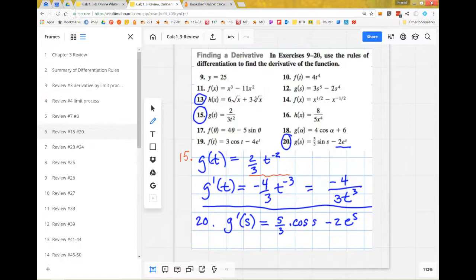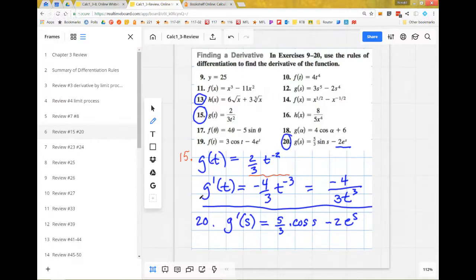Well, now we can differentiate using the power rule. -2 times 2/3 would be -4/3. Reduce the power by 1. And then, okay, now the only problem is we shouldn't leave that negative exponent. And so you can just put t cubed on the bottom. Done. Likewise, number 20.